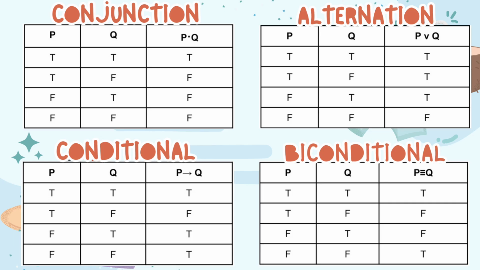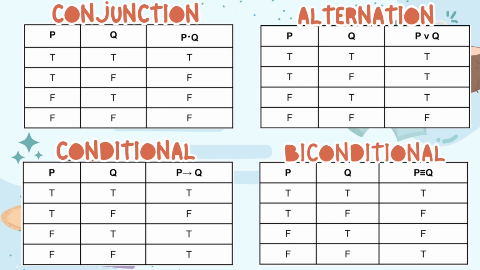You can see in this truth table that the conjunction is true only when both conjuncts are true. For alternation, the compound statement is false only when both alternants are false. All other truth value combinations of alternation are true.